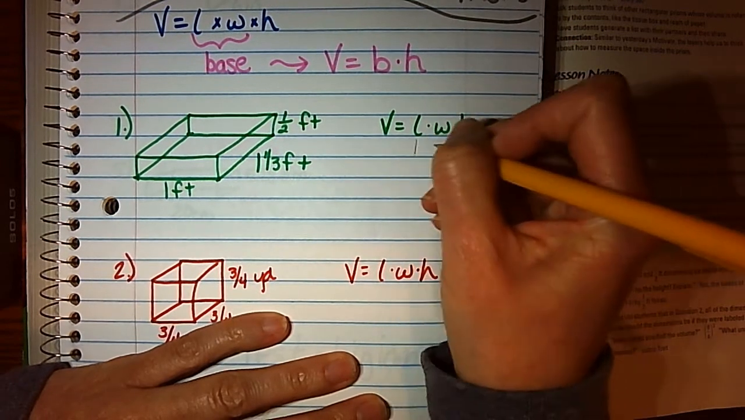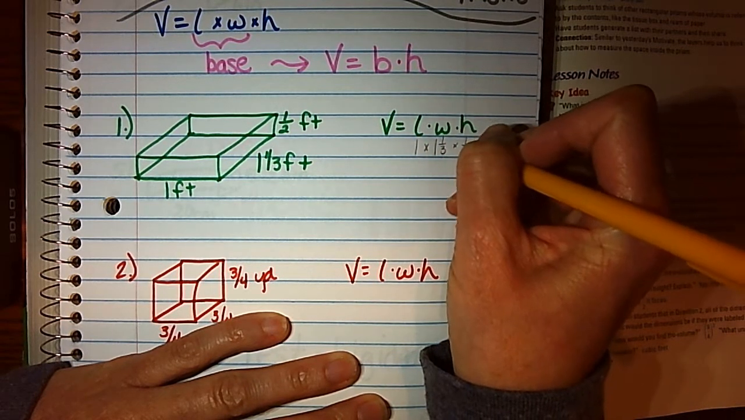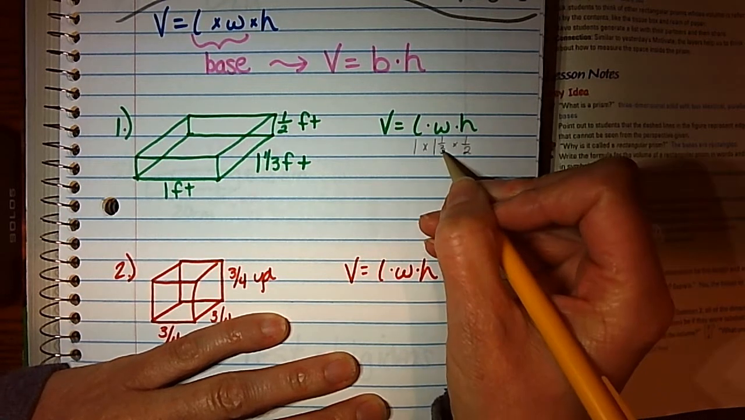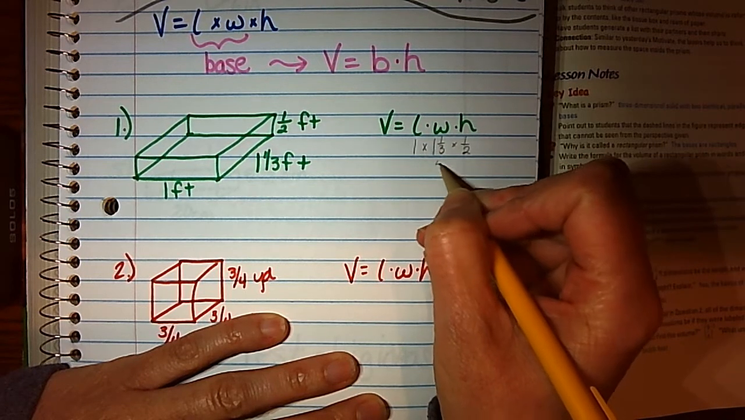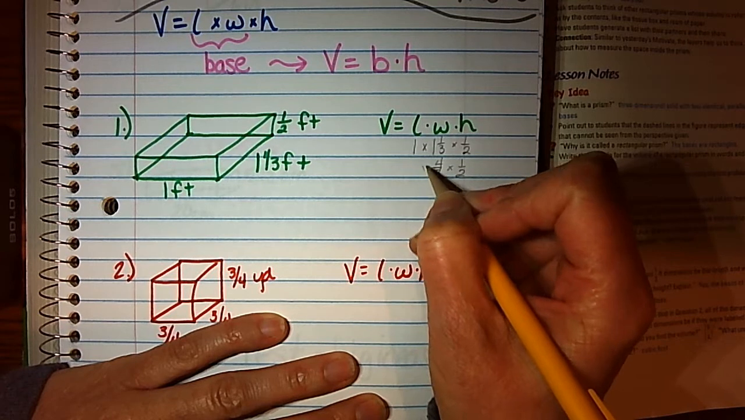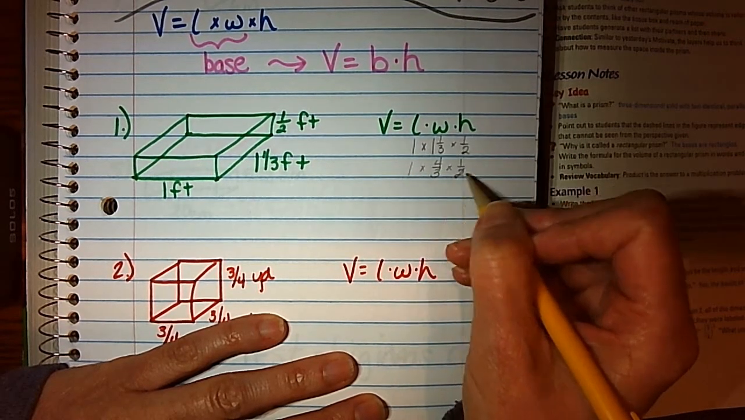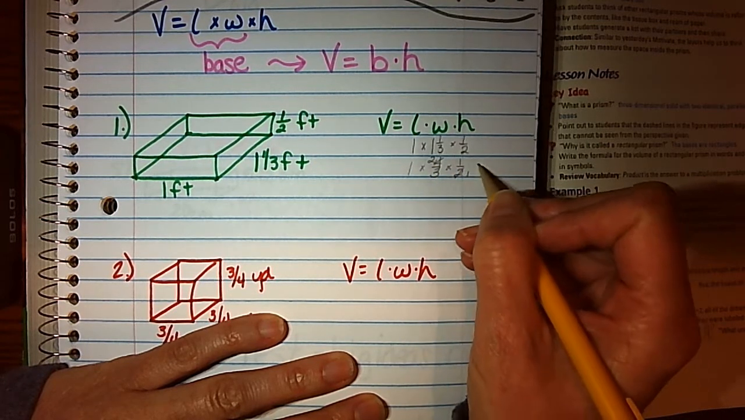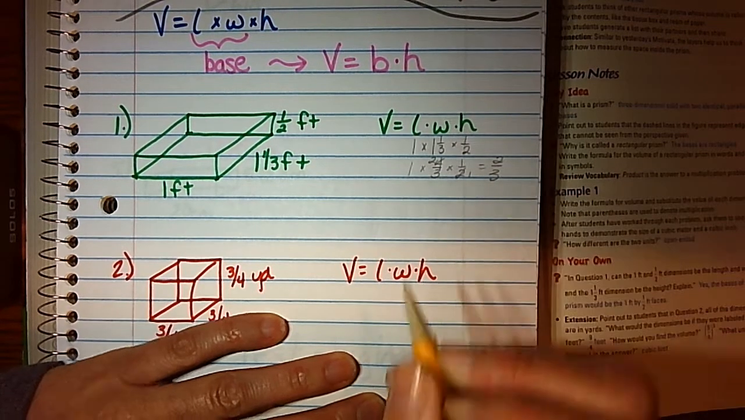So 1 times 1 1/3 times 1/2. Well, 1 times anything is just going to be 1. That's not going to change. I'm going to turn this into an improper fraction. 4/3 times 1/2. You can just bring that 1 down so you don't forget it. Cross cancel here. 2/3. 2/3 times 1 is still 2/3.